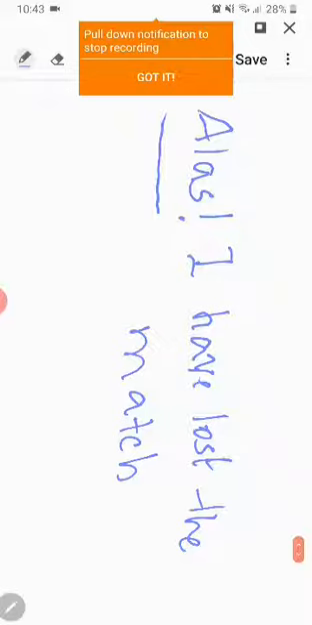Today, we have discussed 8 parts of speech: interjection, conjunction, preposition, adjective, adverb, verb, pronoun, and noun.